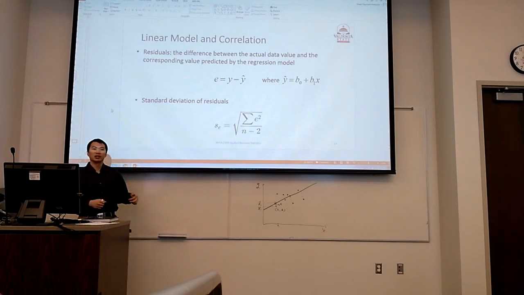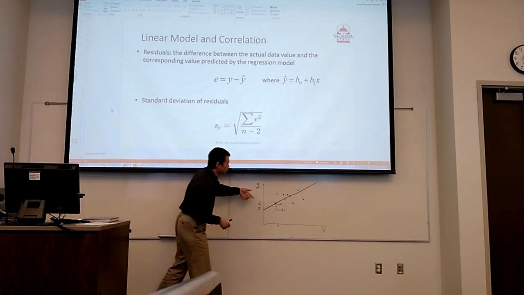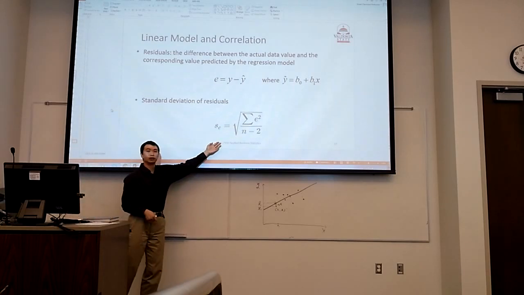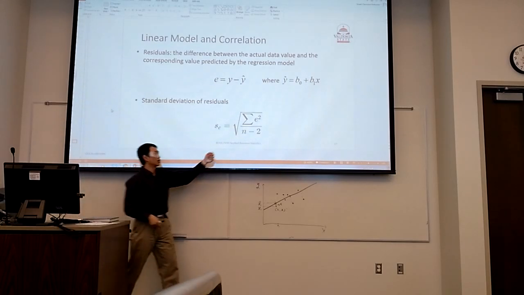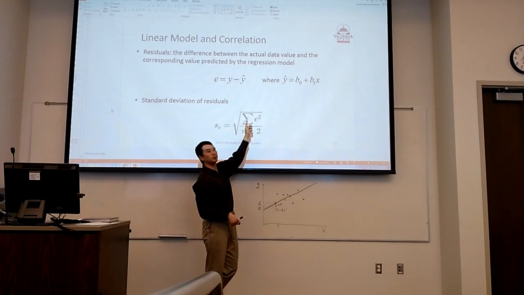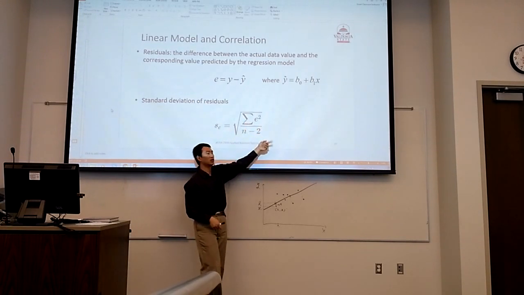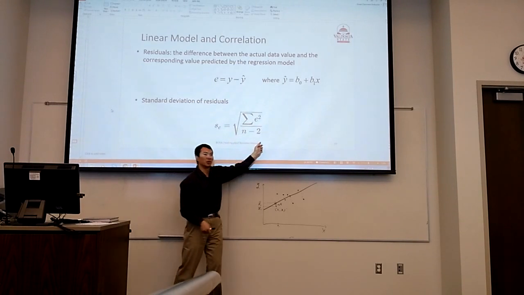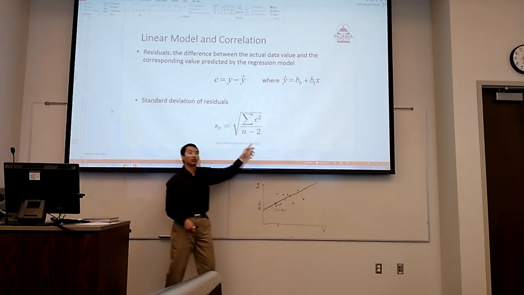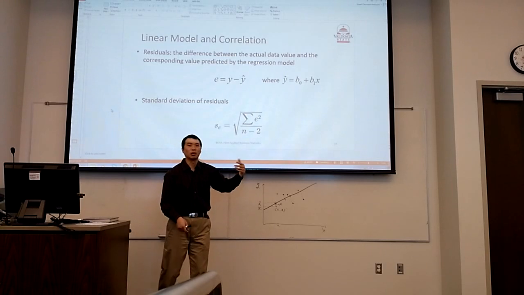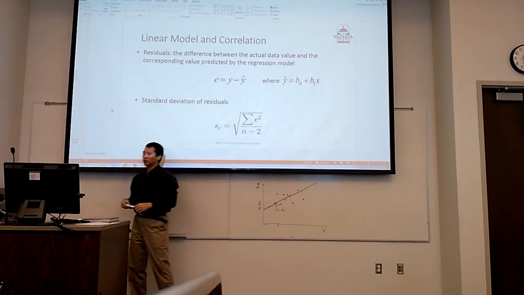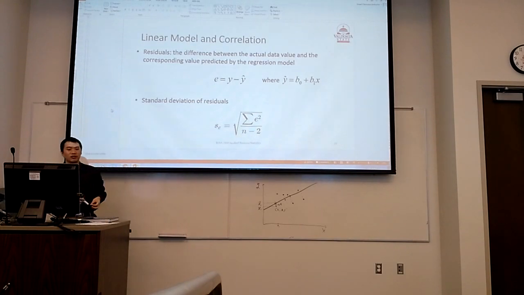And standard deviation. We can calculate the standard deviation for the residual using this formula: the summation of the residual squared over n minus 2, and take the square root. Remember, be careful, this is n minus 2, not n minus 1. This is the standard deviation of residuals.